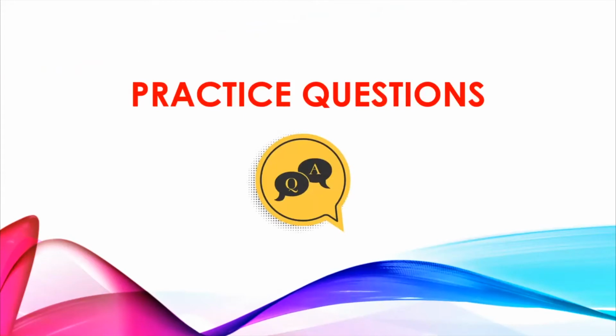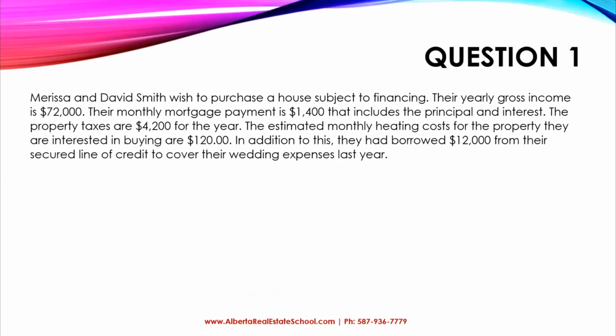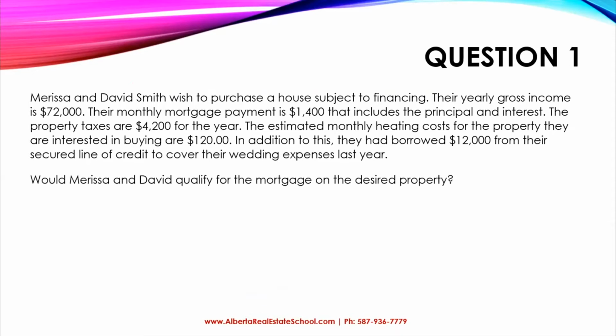Let's take a look at some practice questions here. Question number 1, Marissa and David Smith wish to purchase a house subject to financing. Their yearly gross income is $72,000. Their monthly mortgage payment is $1,400, which includes the principal and interest. The property taxes are $4,200 for the year. The estimated monthly heating costs for the property they're interested in buying are $120. In addition to this, they have borrowed $12,000 from their secured line of credit to cover their wedding expenses last year. Would Marissa and David qualify for the mortgage on the desired property?